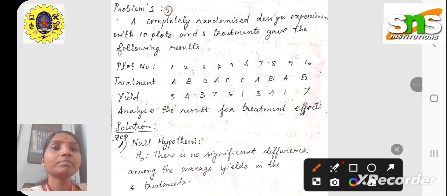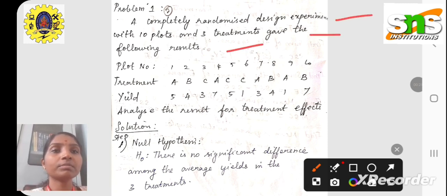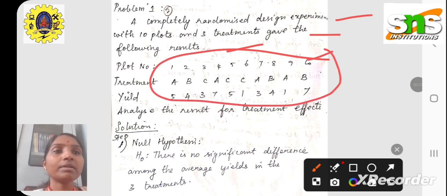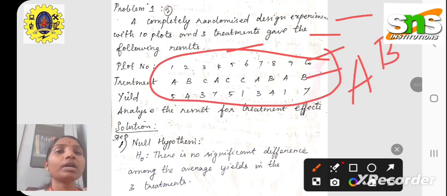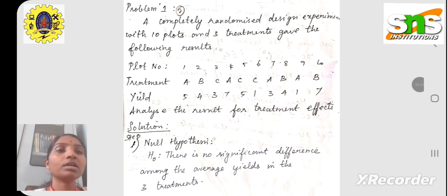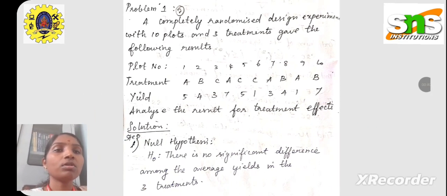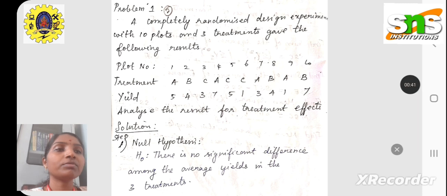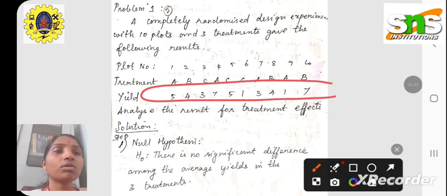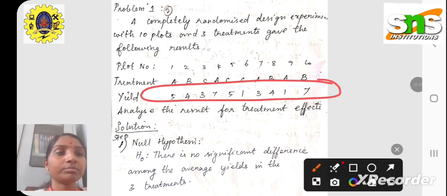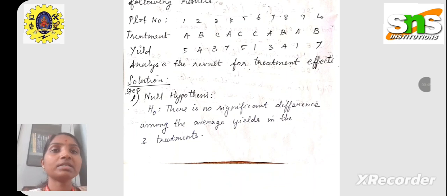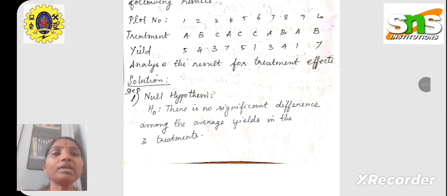The problem goes like this: a completely randomized design experiment with 10 plots and 3 treatments gave the following results. We are given the data for the 10 plots and the 3 treatments. What are the treatments here? A, B and C. And how many plots are there? 10 plots are there. And the yield for all of the plots is given here. So what do we have to analyze? We have to analyze the result for the treatment effects. The effect of the treatments as conducted for the plots is to be analyzed.